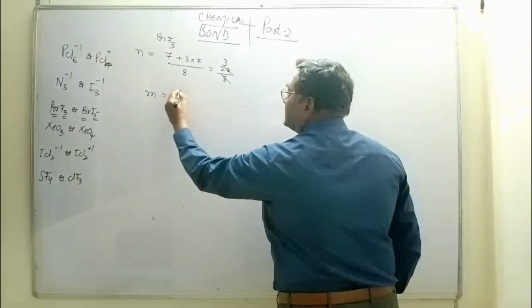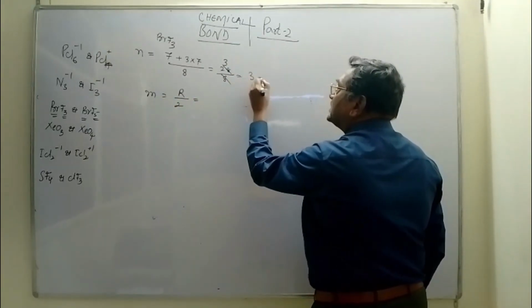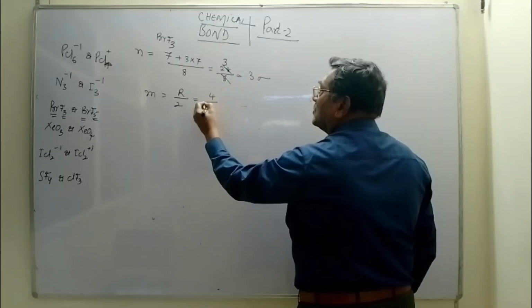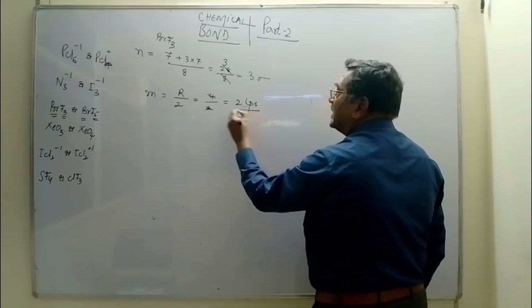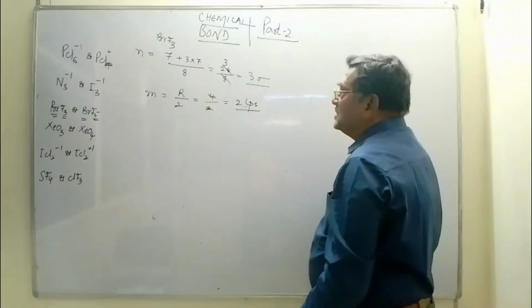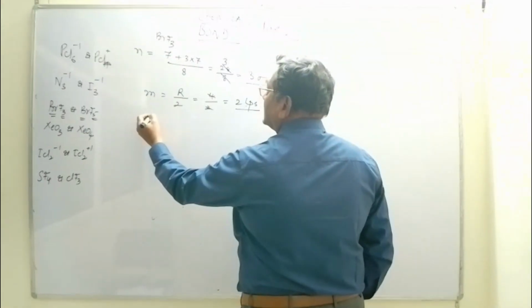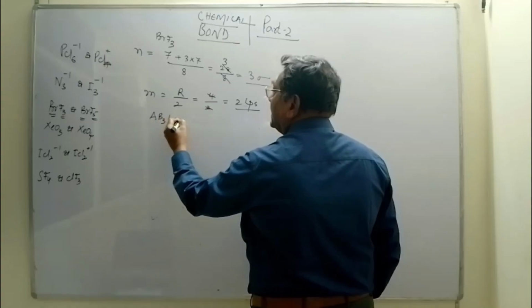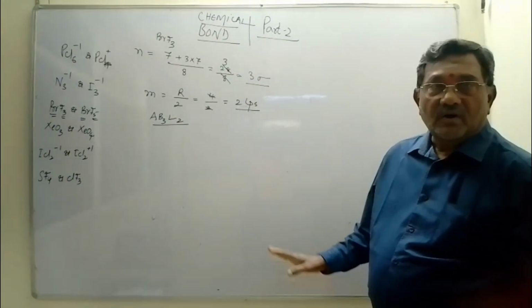And M is equal to R by 2. So it's going to be 3 sigma bonds, and the remainder is 4 by 2, so it's going to have 2 lone pairs of electrons. So the general formula of this one is going to be AB3L2. AB3L2, children. Are you getting it?